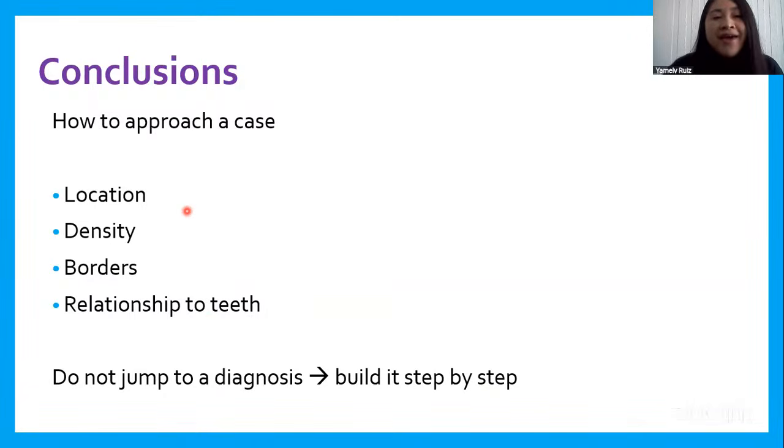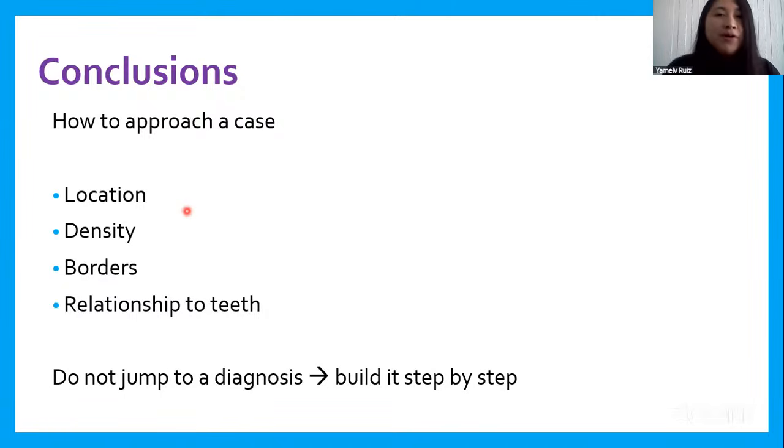To end this topic, in conclusion, as I showed before, how can we approach a case when we look at a radiograph or a tomography and find something that is strange for us? First, remember localization. Localization is a very important clue. Second, density: whether it's radiopaque, mixed, or radiolucent.